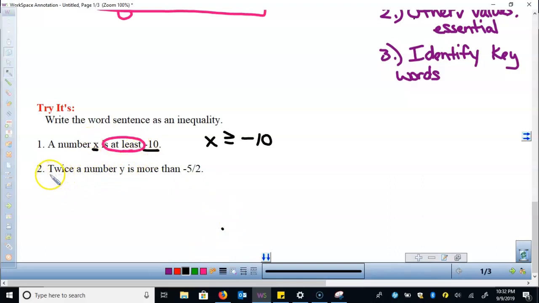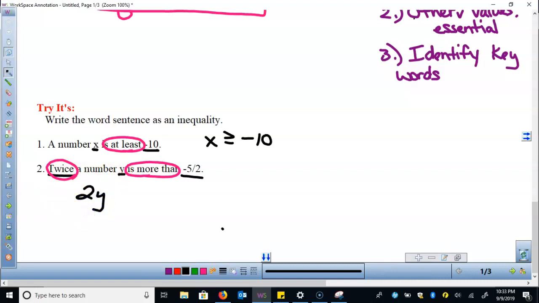Doing the same thing with the second one. Twice is a dual action word, is kind of what I like to say. It's a number, but it also has a key operation in with it. Okay, our variable is y, and we have negative 5 halves. And then we have is more than as another keyword. Okay, so twice is a dual action word. Here's why. It means 2 times. Okay, so we have 2 times y.